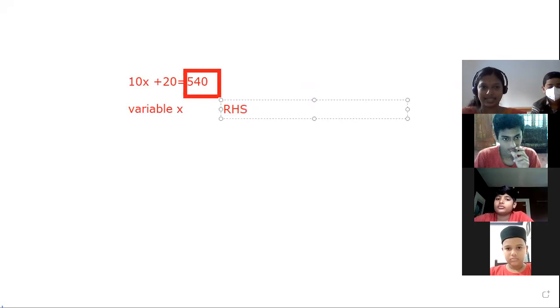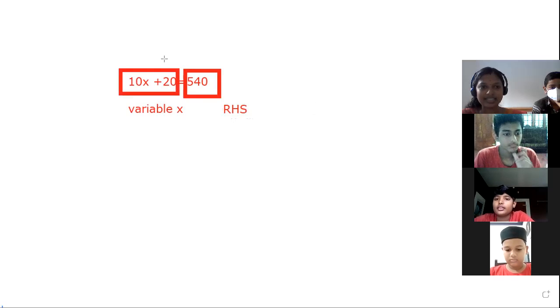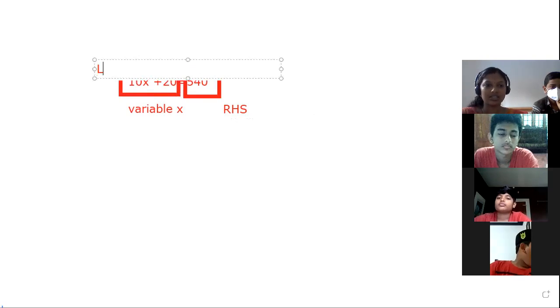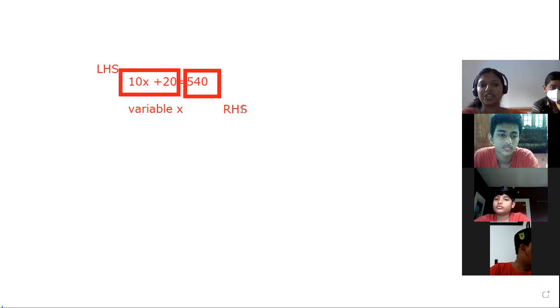This is the RHS. And what about the left hand side? The left hand side of the equation can be considered as LHS. So, in every equation, both LHS and RHS should be equal. The value of LHS and RHS should be equal for every equation. This is the basic concept regarding an equation.